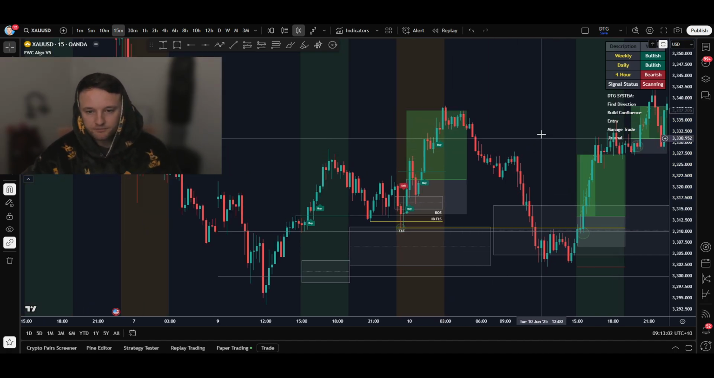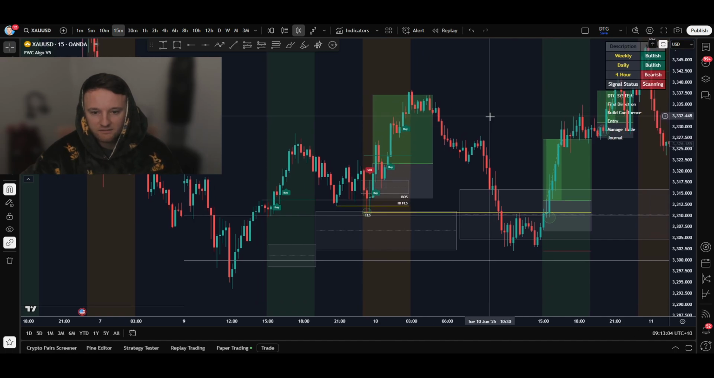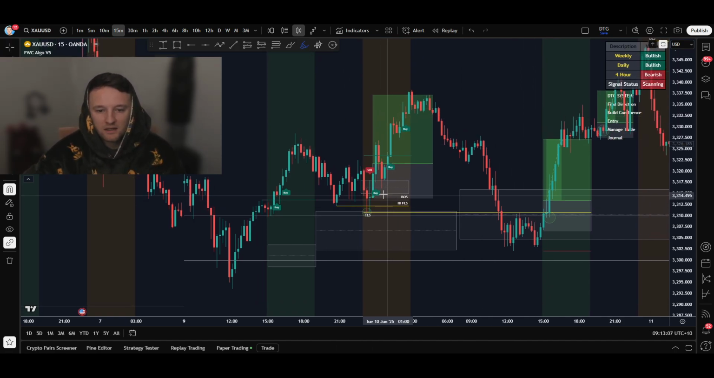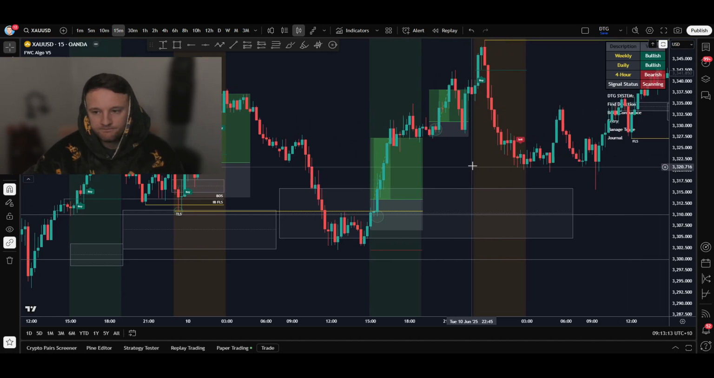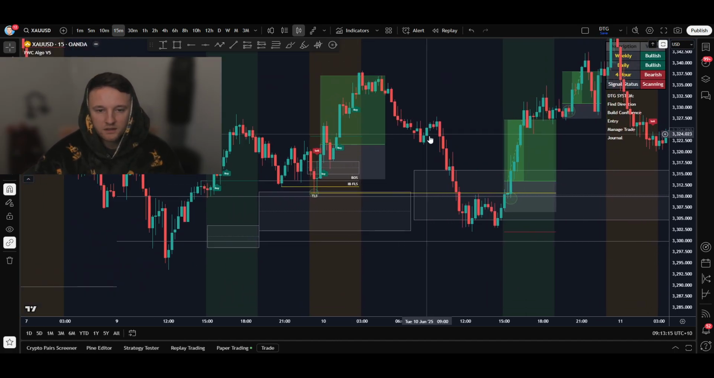150 pips. And this 50-minute buy signal is invalid, but this was the entry down here. This is where you want to get in the market, right? Once all those confluences have been built, okay? So that was the setup on Monday.